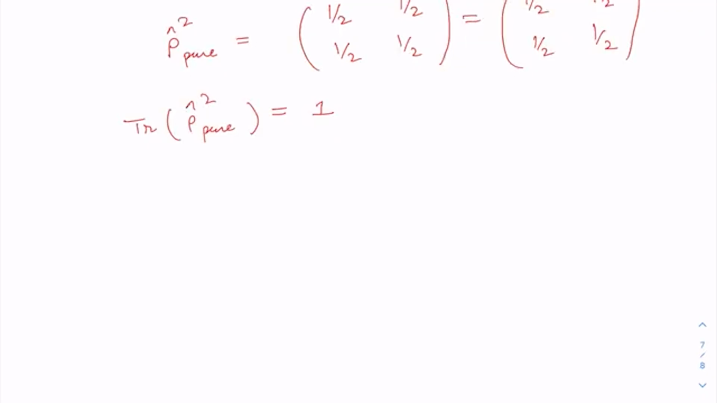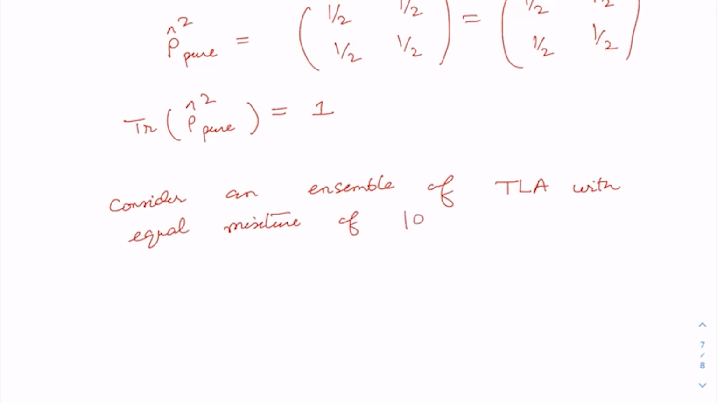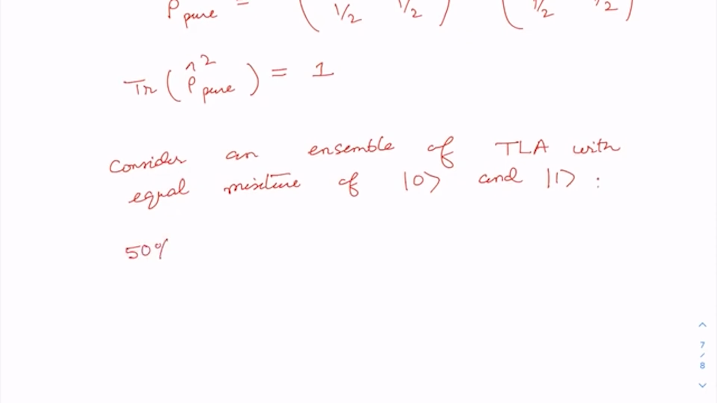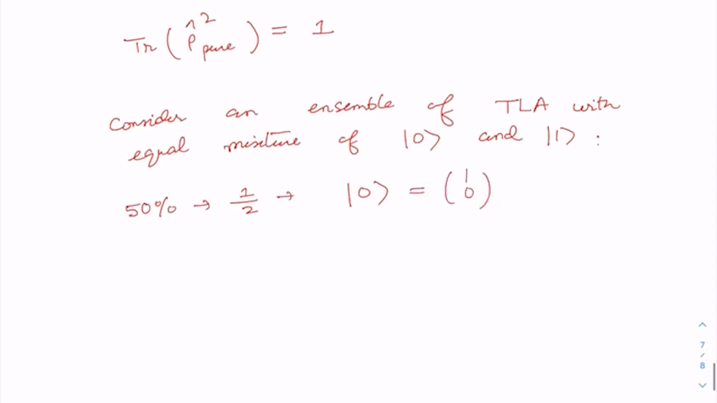Now what about the mixed state? Let us say we have again a two-level atom, but consider an ensemble of two-level atoms with equal mixtures of ket 0 and ket 1. That means there is a 50% classical probability of getting it in the state 0, which is represented by (1, 0), and a 50% classical probability of getting it in the state 1, which is represented as (0, 1).